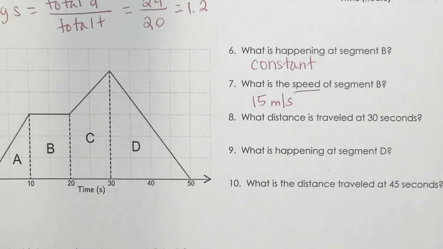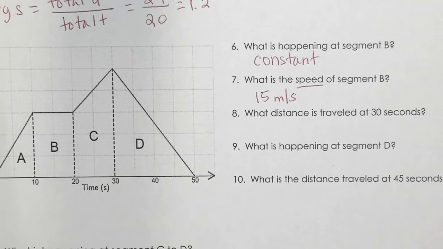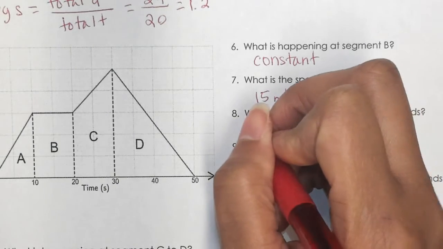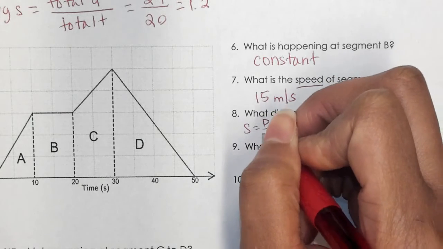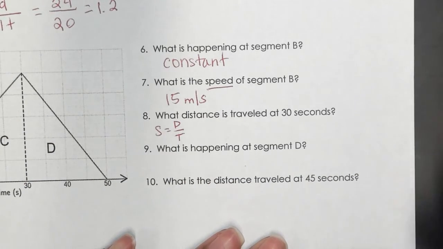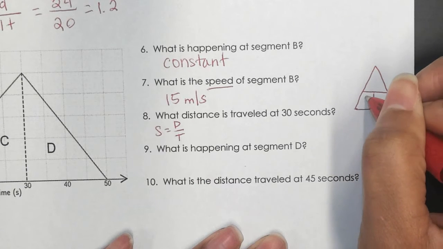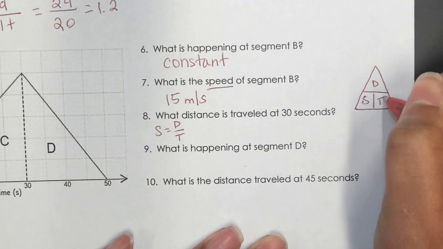What is the distance traveled at 30 seconds? So, what is my formula for speed again? Another thing that you can use is what? What do we always draw? The triangle. So speed is equal to D over T.